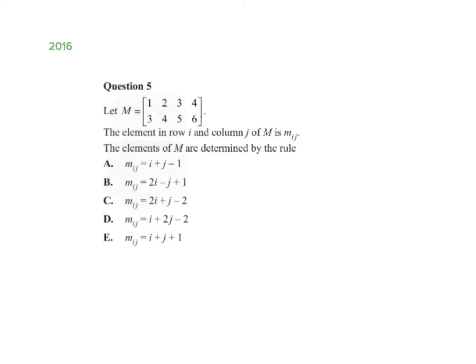It says let M equal this. Just recapping what we looked at, what's the order of M here? Who's going to tell me? Remember, order is rows by columns. So for this matrix M, what's its order? It has 2 rows and 4 columns. So we say it's a 2 by 4. That's how we say the order.